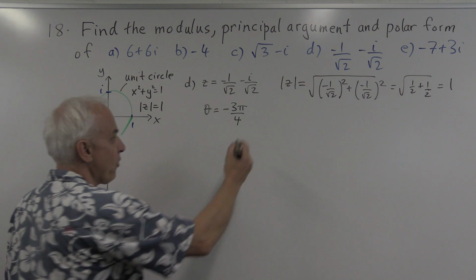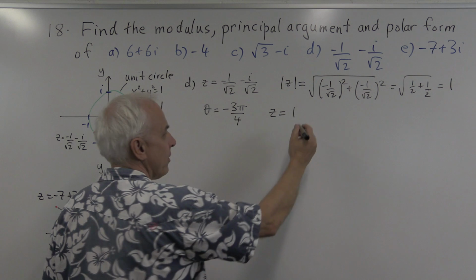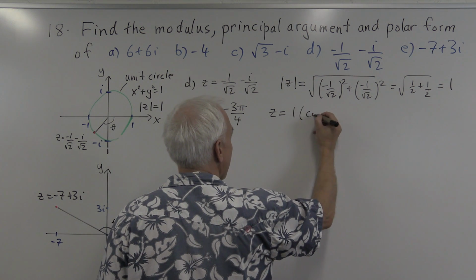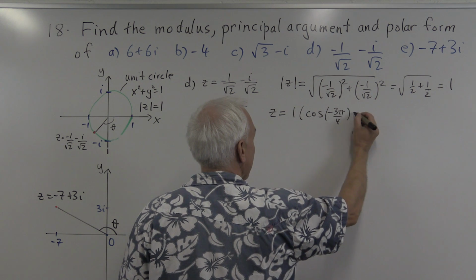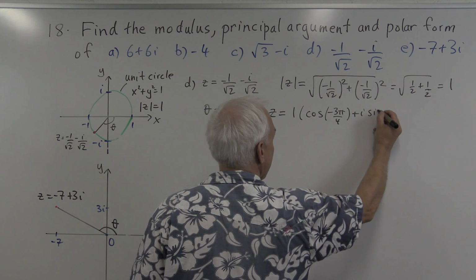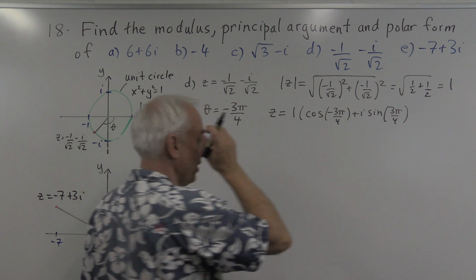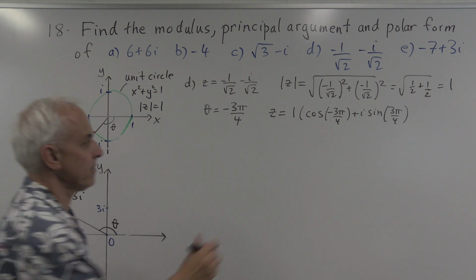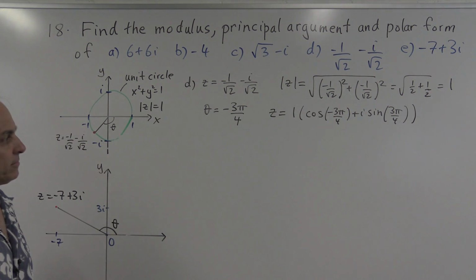And so the polar form for z is z equals 1, okay, times the cosine of minus 3 pi by 4 plus i sine of minus 3 pi on 4. And the 1 here is not really necessary. But if we're going to put it there, we should put another bracket here to close it off.